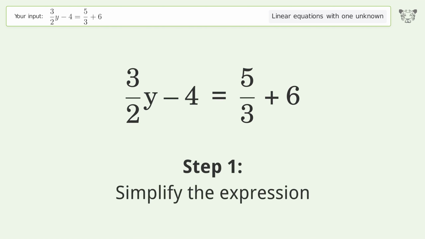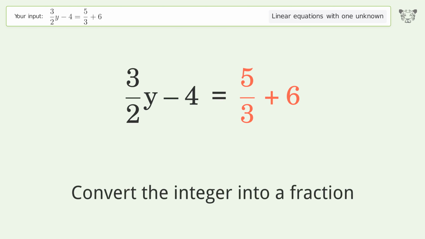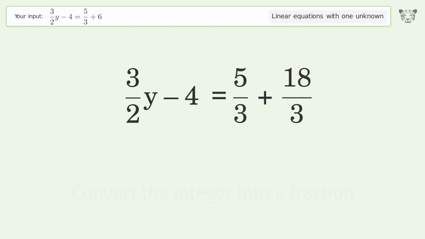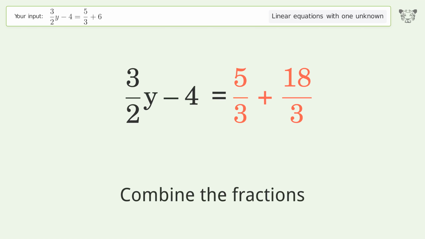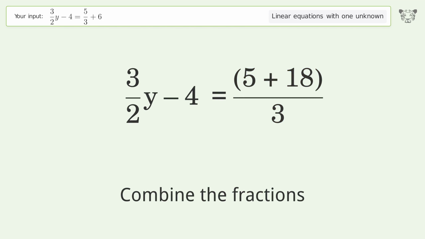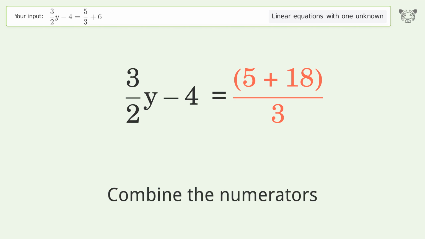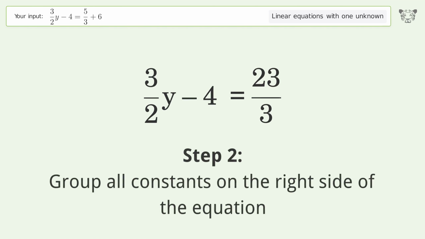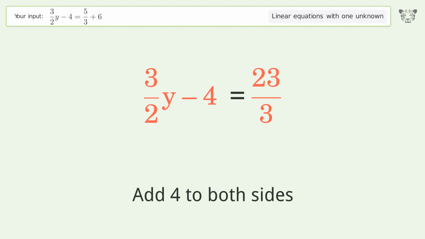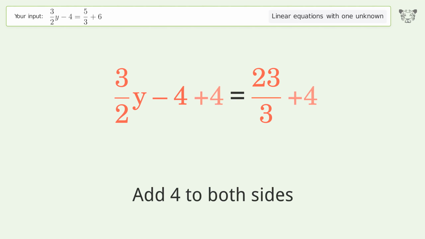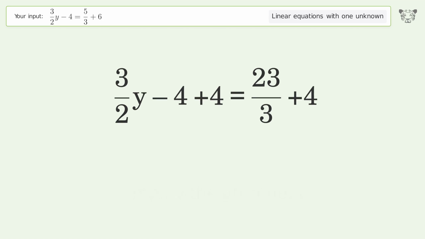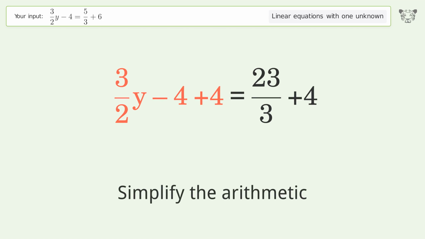Simplify the expression. Convert the integer into a fraction. Combine the fractions. Combine the numerators. Group all constants on the right side of the equation. Add 4 to both sides. Simplify the arithmetic.